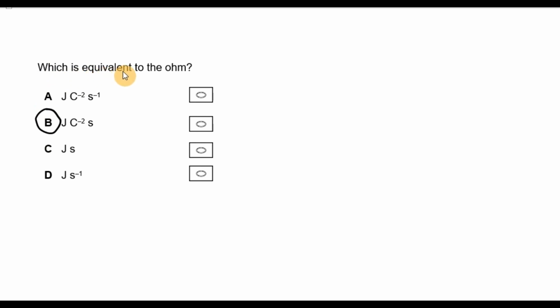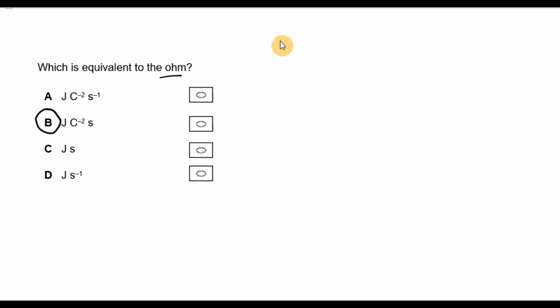So which is the equivalent to the ohm? Well, ohm is obviously a unit, and we've got a whole load of answers that must be equivalent to 1 ohm, a whole load of different units that must be equivalent to 1 ohm. So the way I tend to approach a question like this, I think of a really obvious equation that tells me what resistance is, in this particular case, what an ohm is.